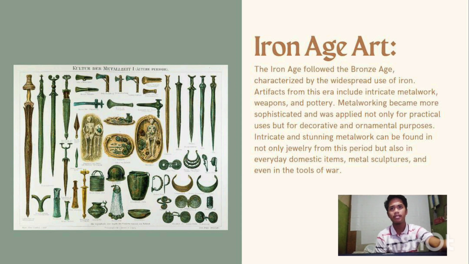In our example for this PowerPoint, we have the Coulter de Metallizate, later period. As we can see, we have swords around here, which are tools of war. We have jewelries, we have a bat, we have metal sculptures, just like that skeleton. So that's the Iron Age art.